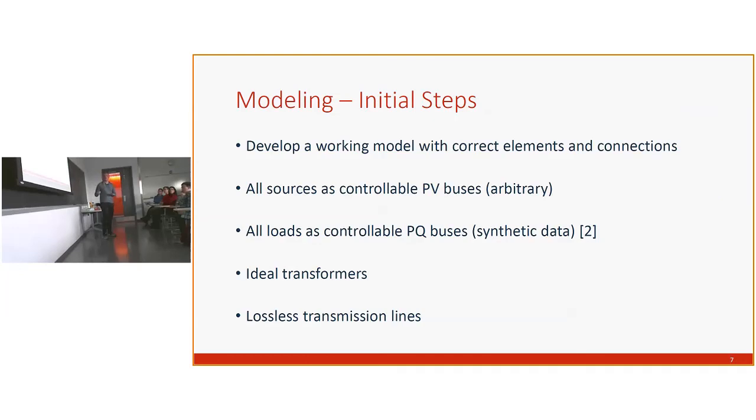So initial steps taken during modeling. First, we need to just get it working, get everything connected together, get all the elements placed. And so to that end, we abstract a lot of things out. First of all, we make all the sources completely arbitrary PV buses, all the loads as completely arbitrary PQ buses. These loads are in the data being presented today. They are running off of synthetically generated data based on Patero and Lund's model for generating household electric loads. All the transformers are ideal and transmission lines are lossless.